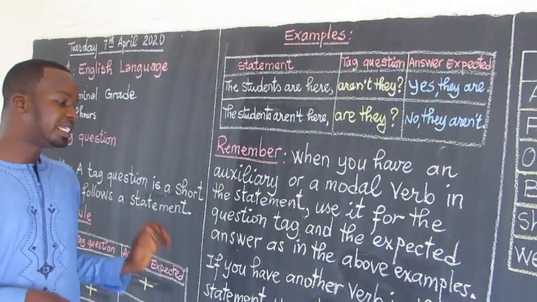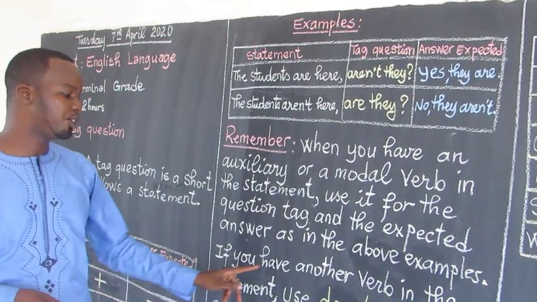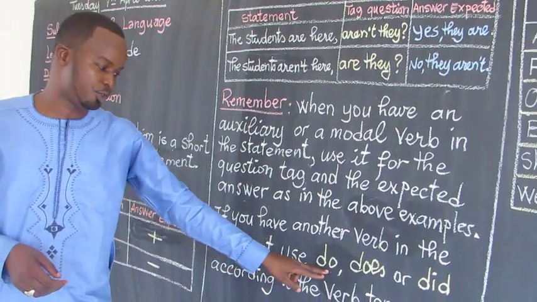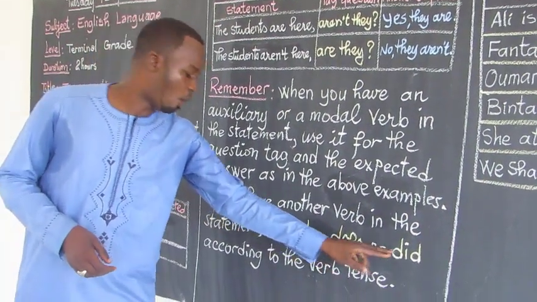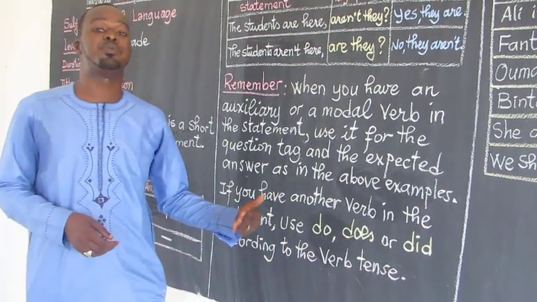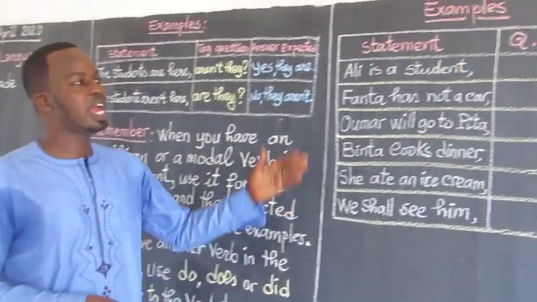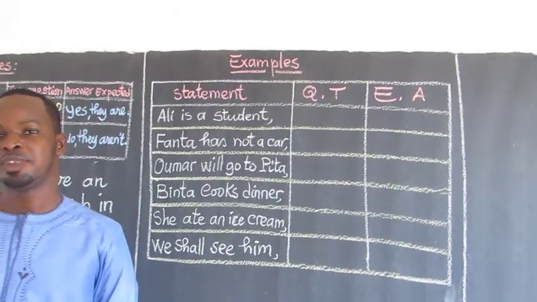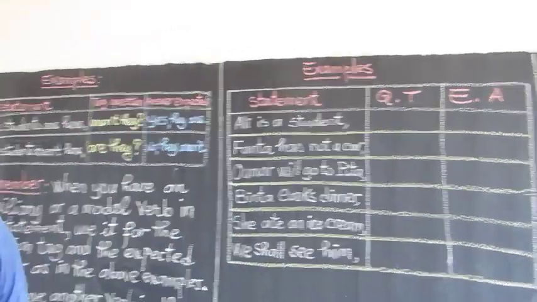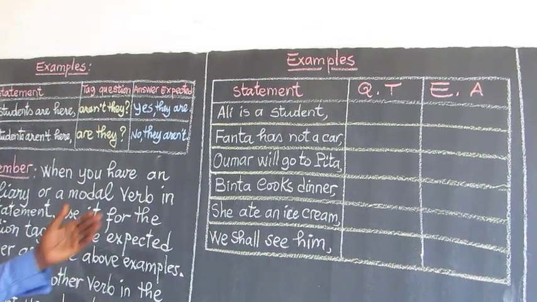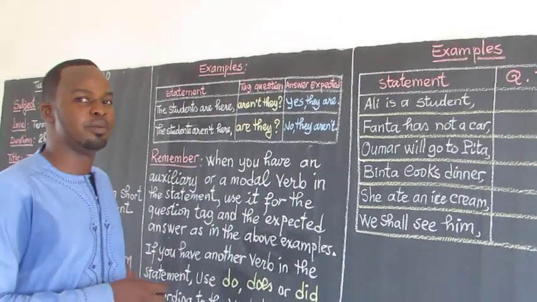In the second circumstance, if you have another verb in the statement, use do, does, or did according to the verb tense of the statement. Here, we are going to give some examples. At the same time, we are going to give the question tags and the expected answers, as we mentioned in the rule.